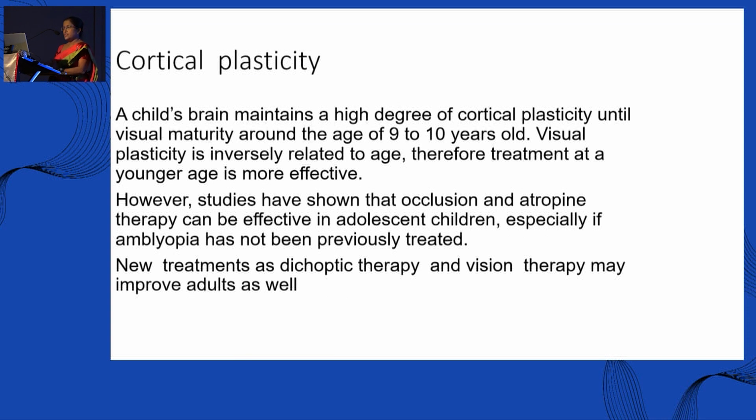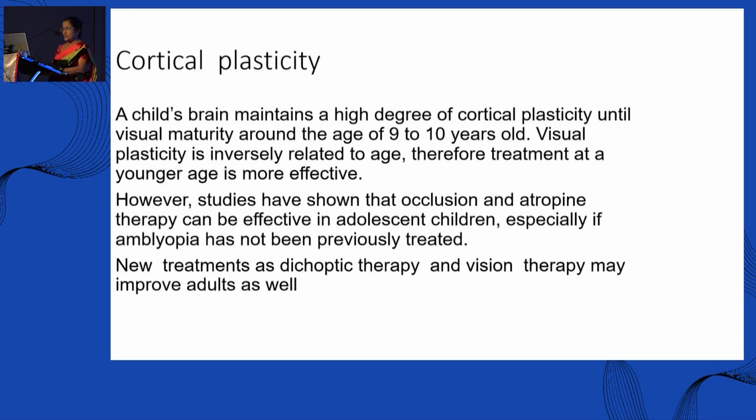And so there is what is called cortical plasticity. In a child, the brain maintains a high degree of cortical plasticity until visual maturity, around the age of 9 to 10 years old. That is the time that we should pick up and treat these children. But later on, new studies have come up, and even adults with amblyopia are now treated with newer methods.